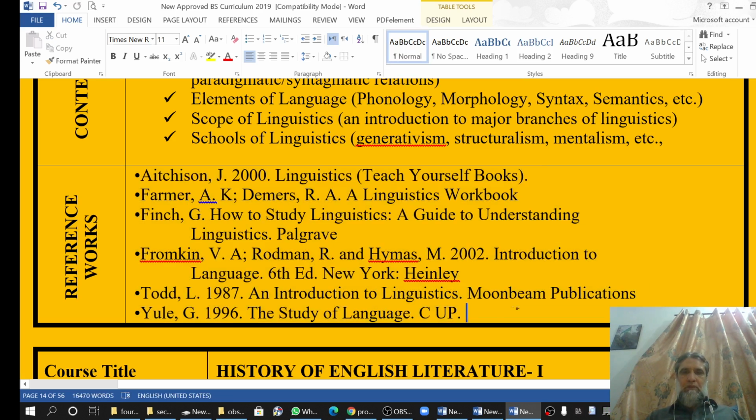These are the prescribed books for you. This one is the major book. We'll take advantage of The Study of Language by George Yule. I'll also share these other books with you, but they are not so useful for you. Mainly, this book is important, and I have already shared this book. You should have the hard copy as well as the soft copy.